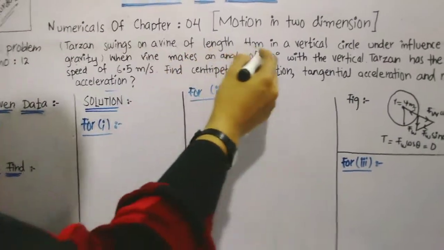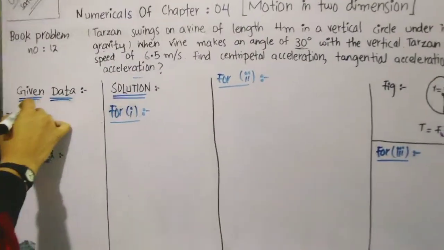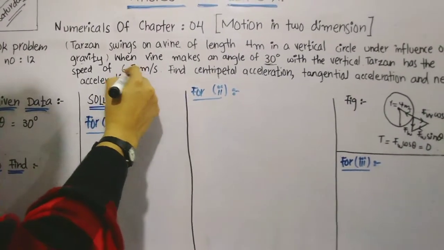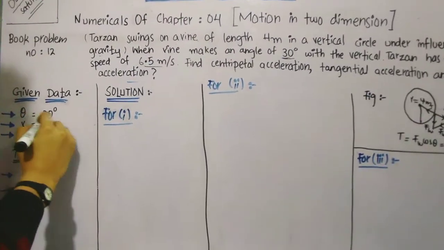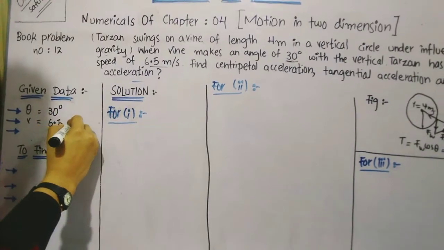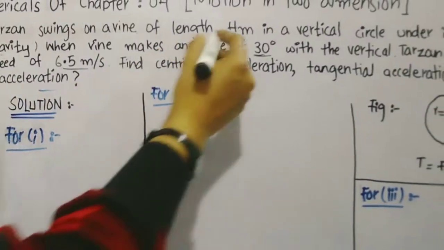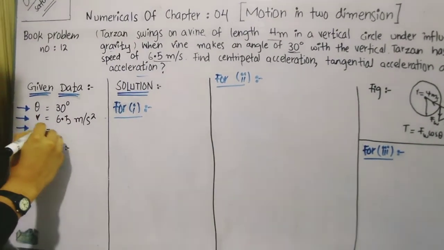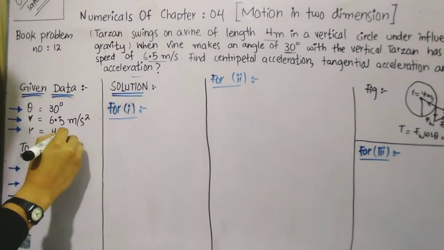Now you read more, that the vine makes an angle of 30 degrees. We're going to use the data. The angle is 30 degrees, and we have the speed given, which is 6.5 meters per second. And we are given the radius, r equals 4 meters. So we have made the data. Those are the three things we are given.